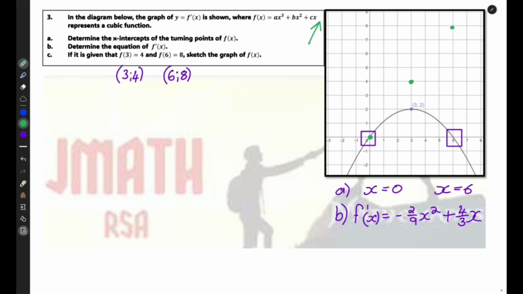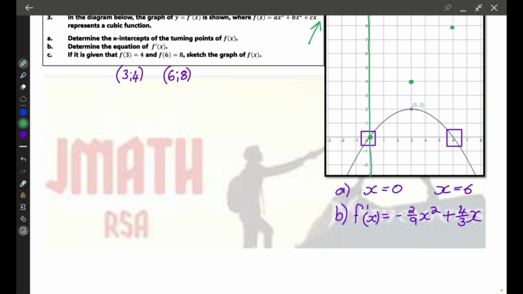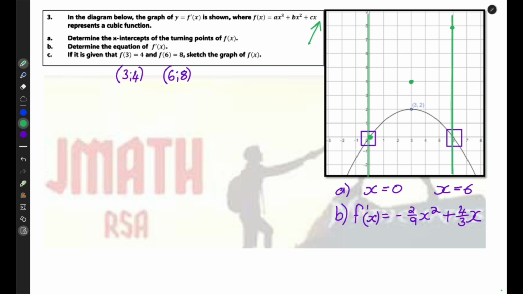Now I just need to figure out the shape of this graph. So to do that, I know my turning points are at 0 and 6. So I'm just going to do a straight line there and a straight line there. Okay, now I need to interpret what the derivative tells me. So left of 0, the derivative or the gradient is negative. That means the original graph is decreasing. Between the two lines means that the graph is increasing because the parabola is above the x-axis. It's positive, and therefore the original graph must increase. When x is greater than 6, my derivative is below the x-axis, so then the original must be decreasing.